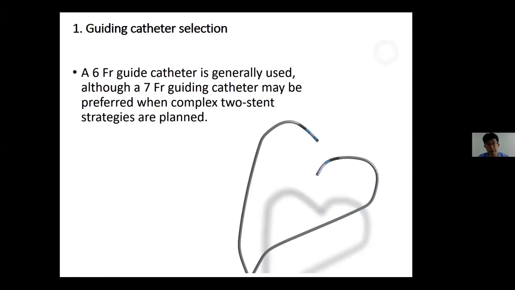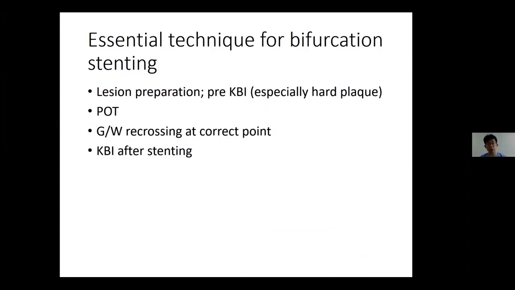So first, guiding catheter selection. A 6 French guide catheter is generally used. However, in some cases, a 7 French guide catheter may be preferred when a complex 2 stent strategy is planned. Later, I will explain the 7 French catheter, as compared with the 6 French guide catheter, and the thermo-blood sheath technique. So this strategy is very important.